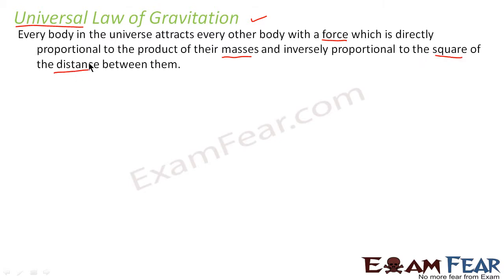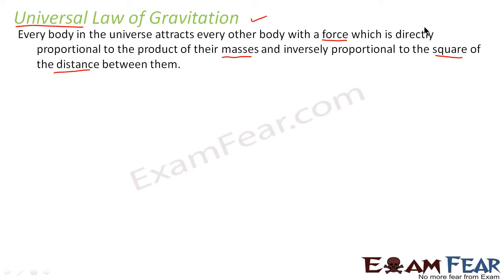That means that any object which you see around us or which you can think of in this entire universe attracts every other body. So there is a force of attraction between any two bodies in this universe, and this force of attraction is directly proportional to the product of their masses. That means the product of the masses of the two bodies, and it is inversely proportional to the square of the distance between them.